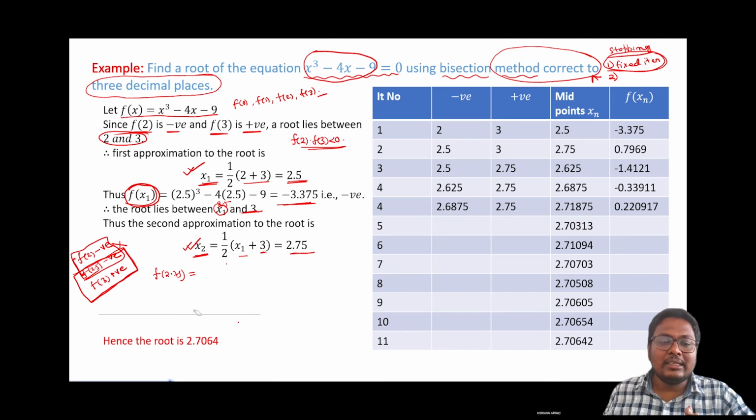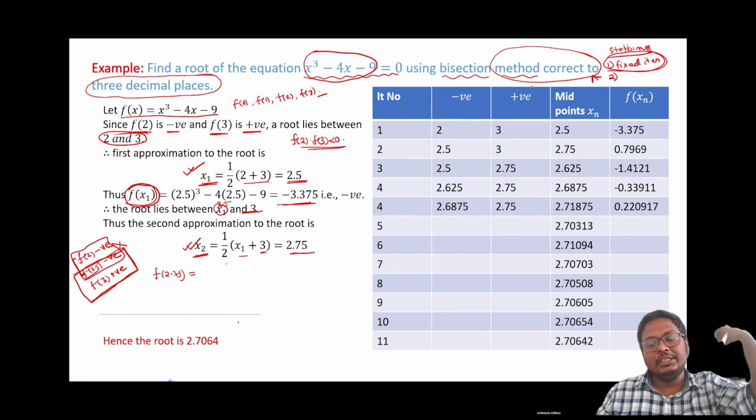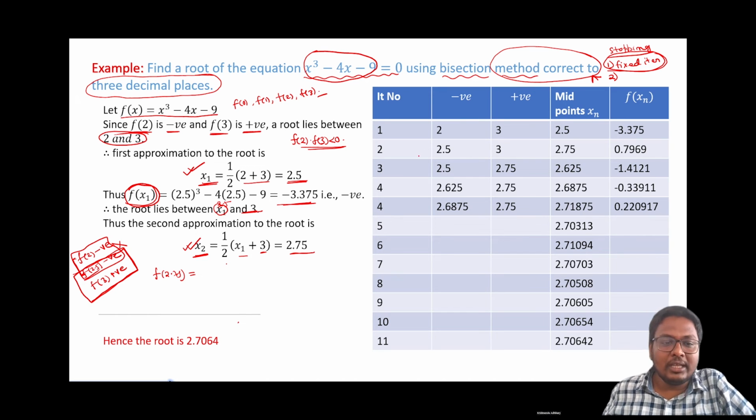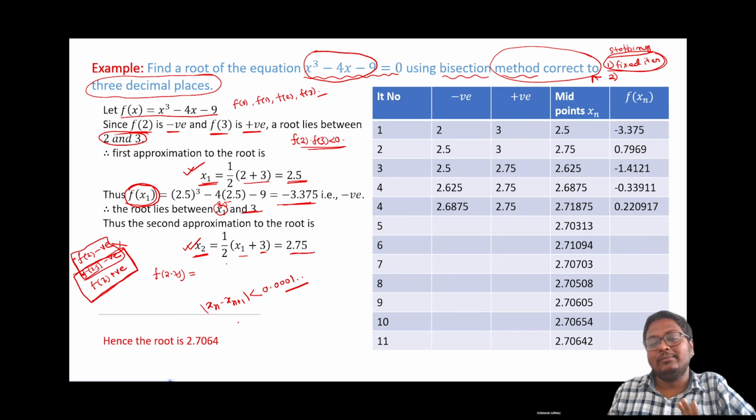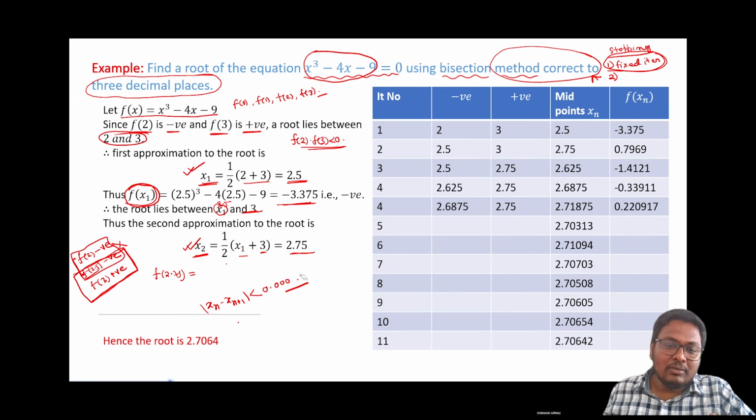But if they ask you correct up to 3 decimal places, okay? Correct up to 3 decimal places means what you have to check: xn minus xn+1 less than 0.001. Correct up to 3 decimal places means up to 3 decimal places, it will give you 0s and after that 1, or maybe some other number.